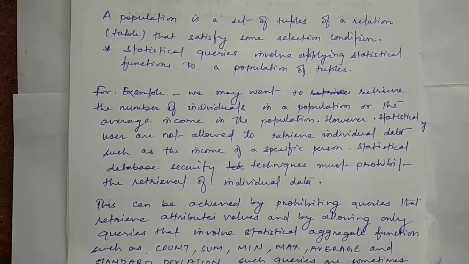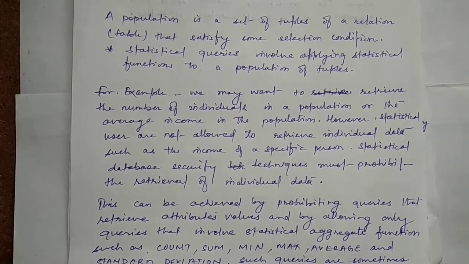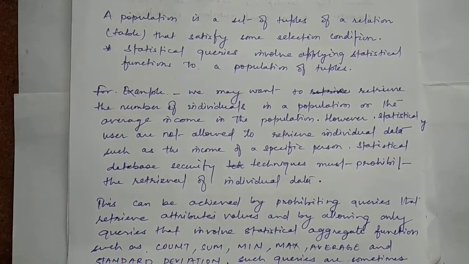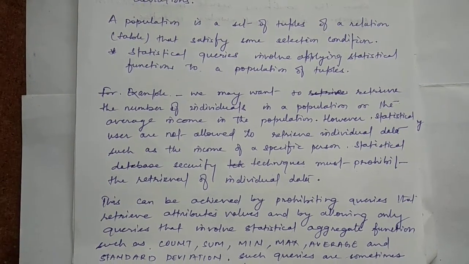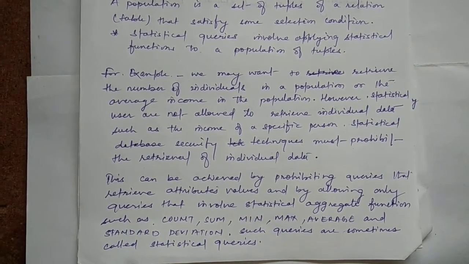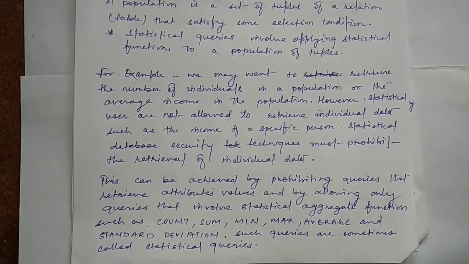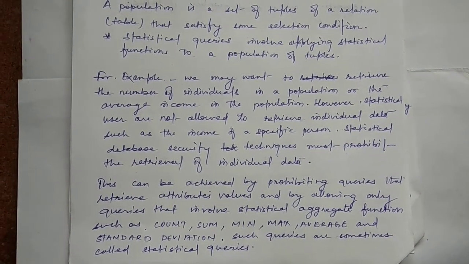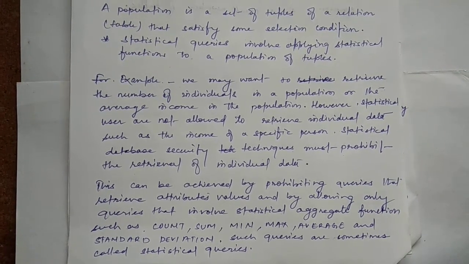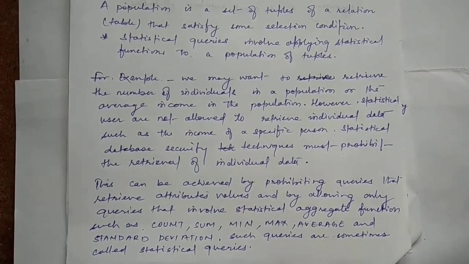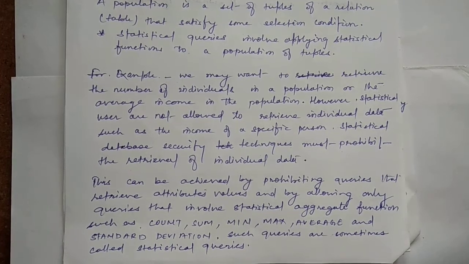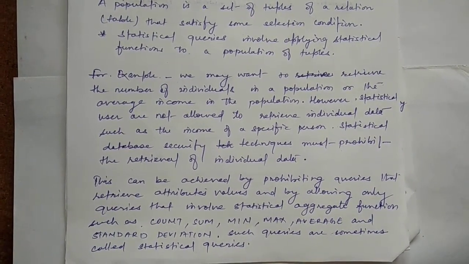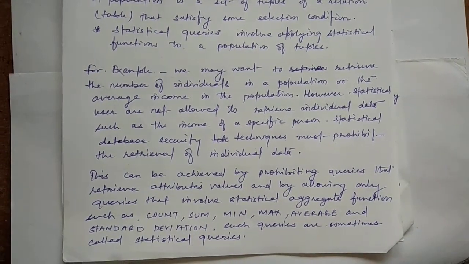The statistical database security techniques must prohibit the retrieval of individual data. This can be achieved by prohibiting queries that retrieve attribute values and by allowing only queries that involve statistical aggregate functions such as count, sum, mean, max, average and standard deviations. Such queries are sometimes called statistical queries.